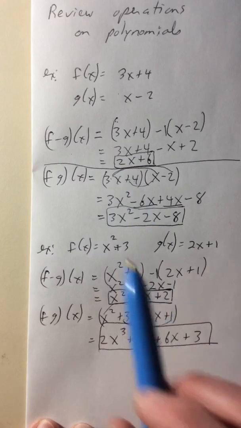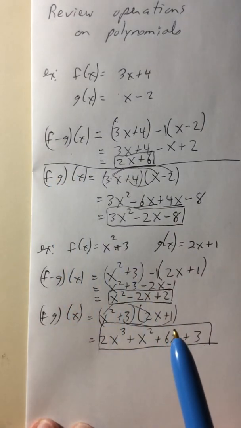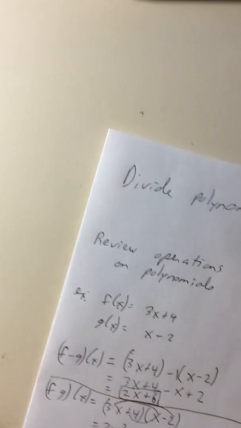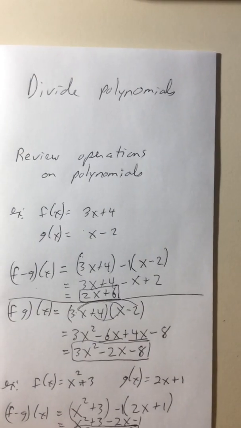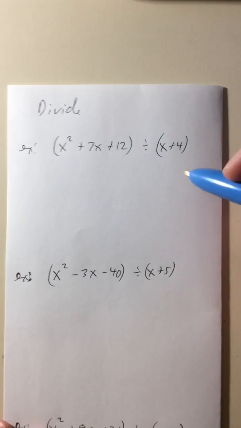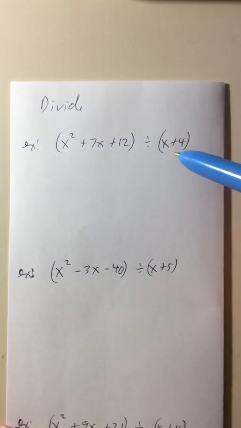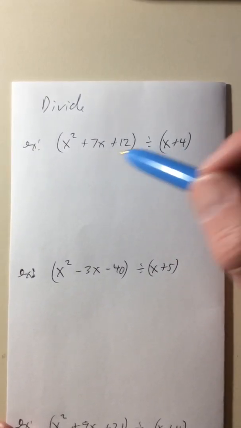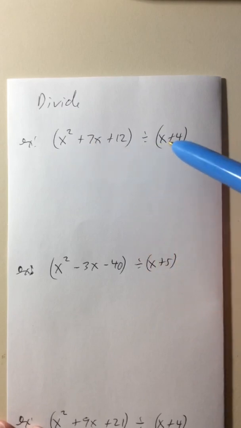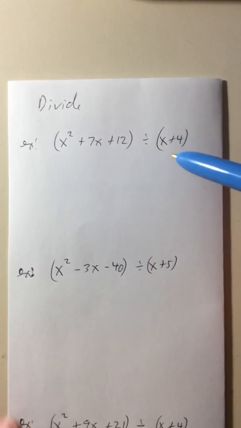So, just a quick review on subtracting and multiplying polynomials. All right, so we've added, we've subtracted, we've multiplied. Now it's time to divide. So, we're going to do some division here. And so we set this up, x squared plus 7x plus 12 divided by x plus 4. We're just going to do a little long division.